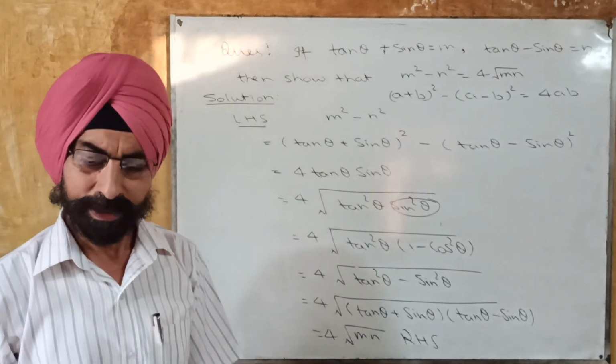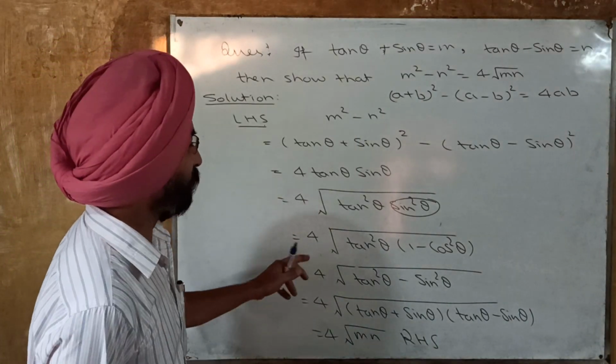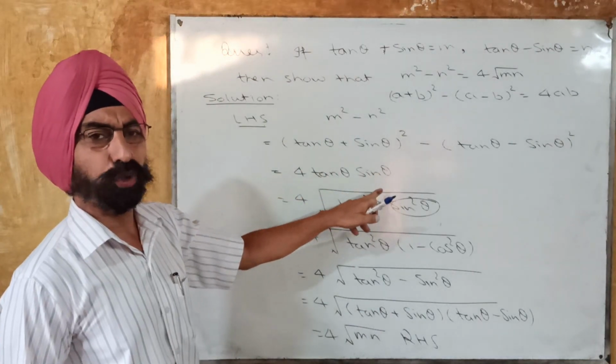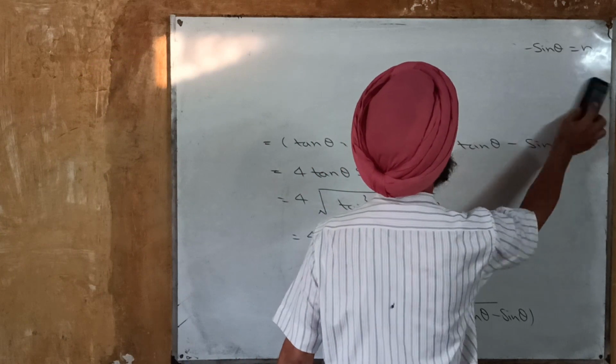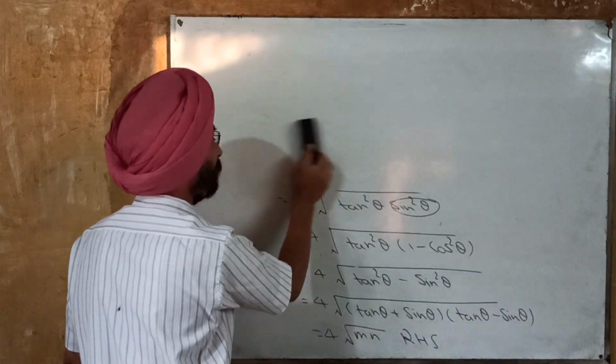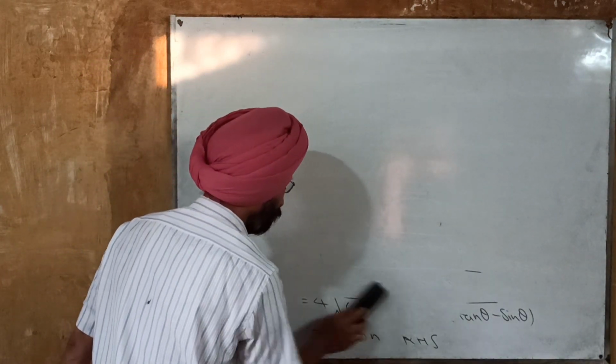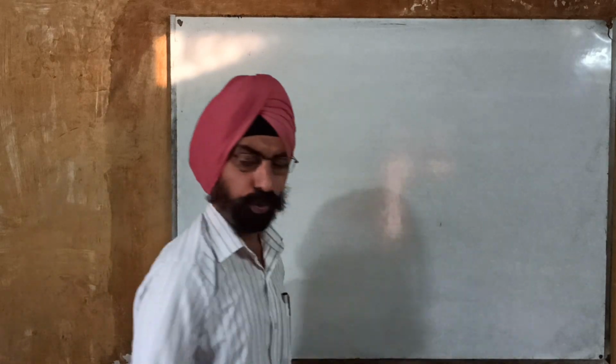So this was the first question of the day, and it involved a trick that tan theta sin theta is to be written as the square root of tan square theta into sin square theta. This was the main trick, the key point in solving this problem. And now we'll move on to the second question of the day.